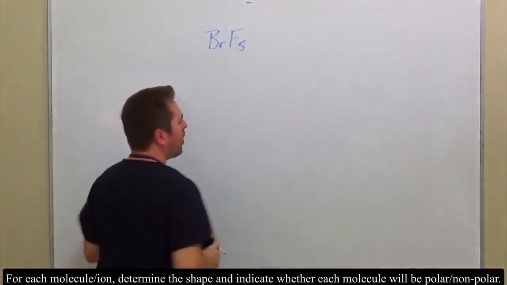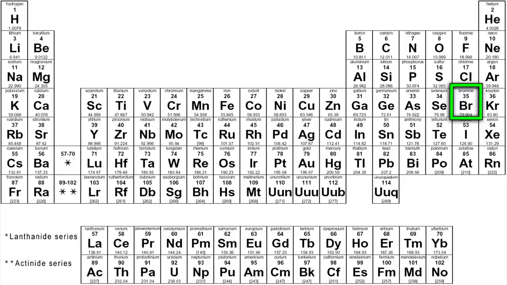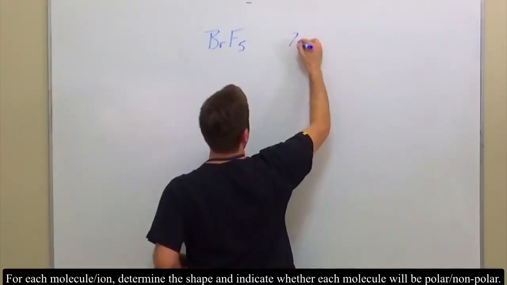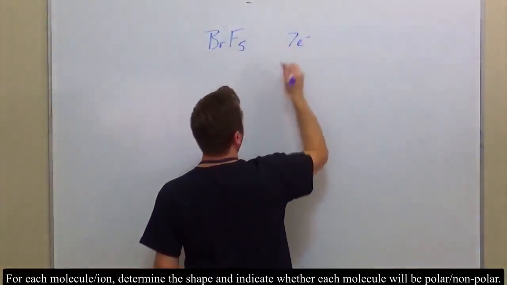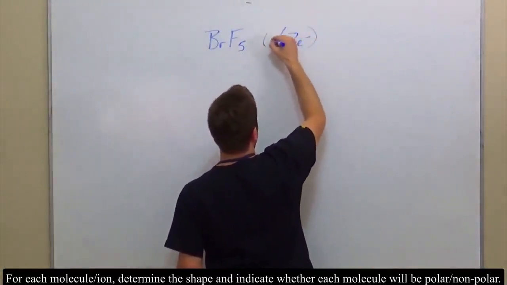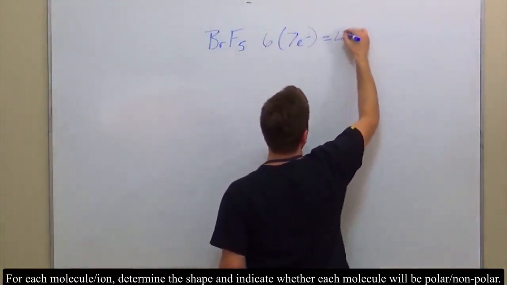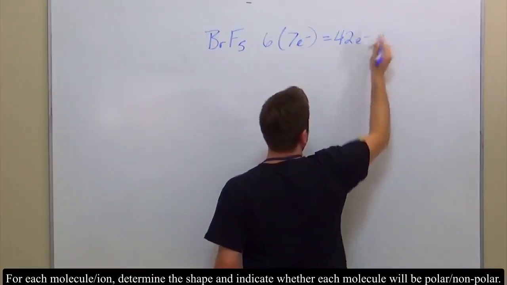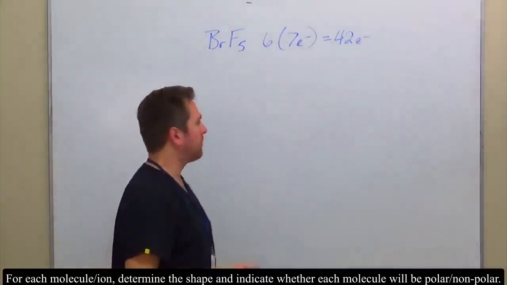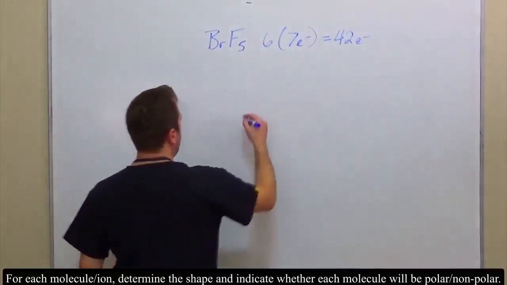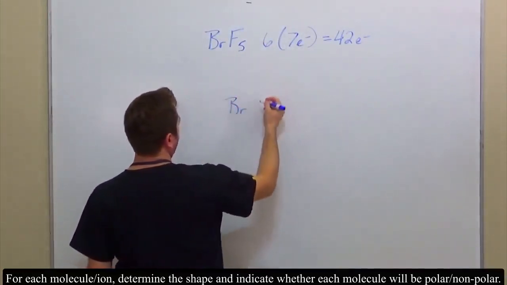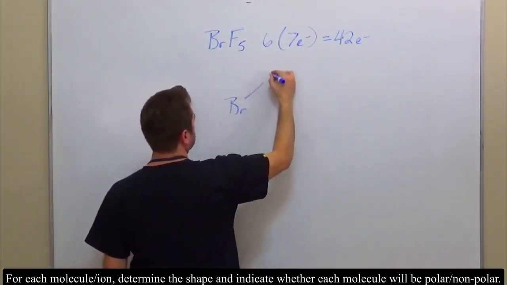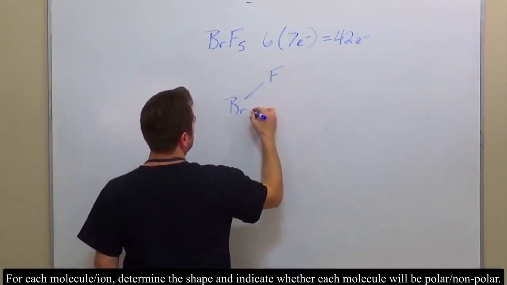Bromine pentafluoride, okay? Well, what group is bromine in? You can see that bromine is a halogen, so it's got 7 valence electrons, but notice fluorine is a halogen as well. So we have 6 times 7 for a total of 42 valence electrons that we're going to account for. Great. Now, let's put our bromine in the middle. And I'm going to just kind of branch it off here and start adding fluorines.